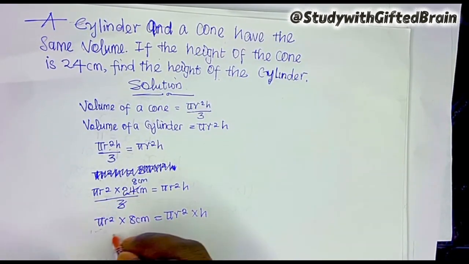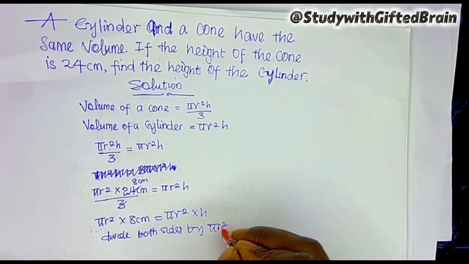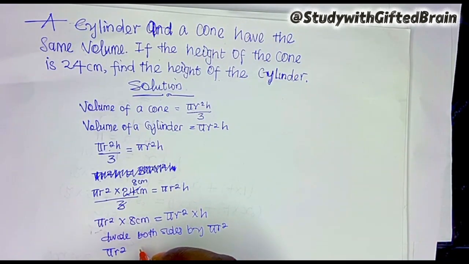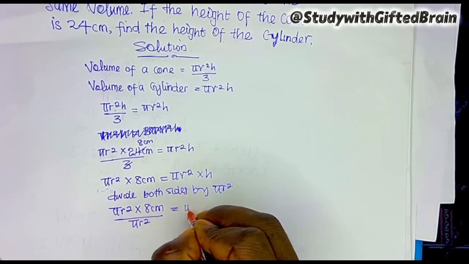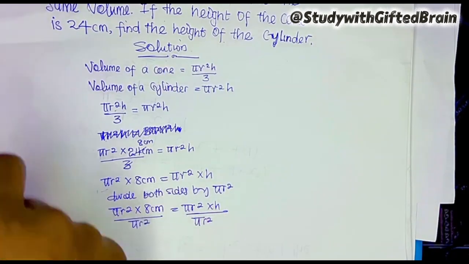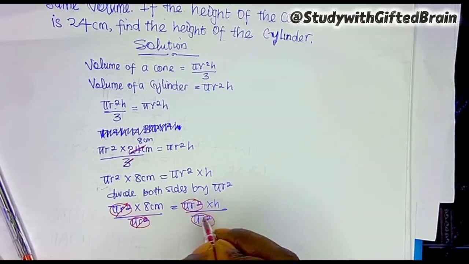Since they are equal, divide both sides by pi r squared. Pi r squared is common, so I'm going to have pi r squared times 8 centimeters over pi r squared equals pi r squared times h over pi r squared. Even from here, pi r squared will cancel pi r squared.